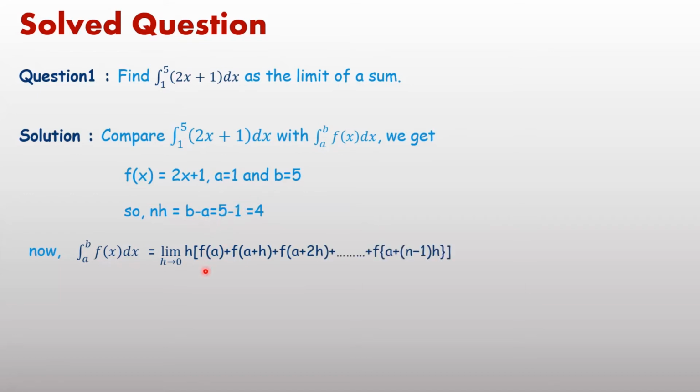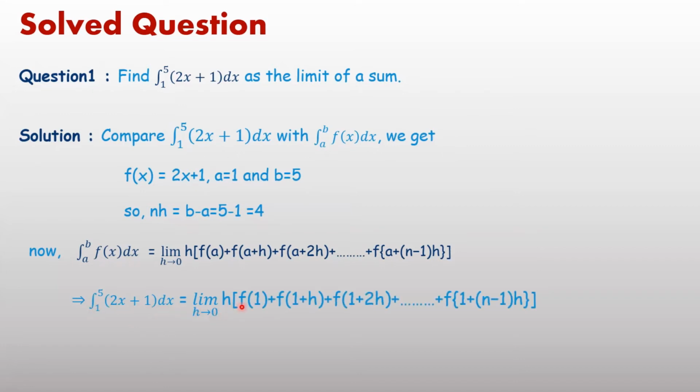Now, note down the formula for the limit of sums. The integral from a to b of f(x) dx we can write as the limit as h tends to 0 of h [f(a) + f(a+h) + f(a+2h) + ... + f(a+(n-1)h)]. Now, the integral from 1 to 5 of (2x + 1) dx we can write as the limit as h tends to 0 of h, and the value of a is 1, so in place of a write 1: [f(1) + f(1+h) + f(1+2h) + ... + f(1+(n-1)h)].